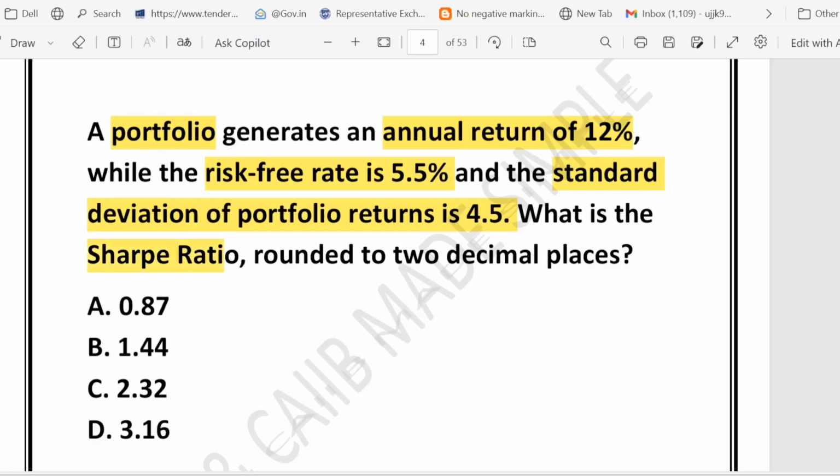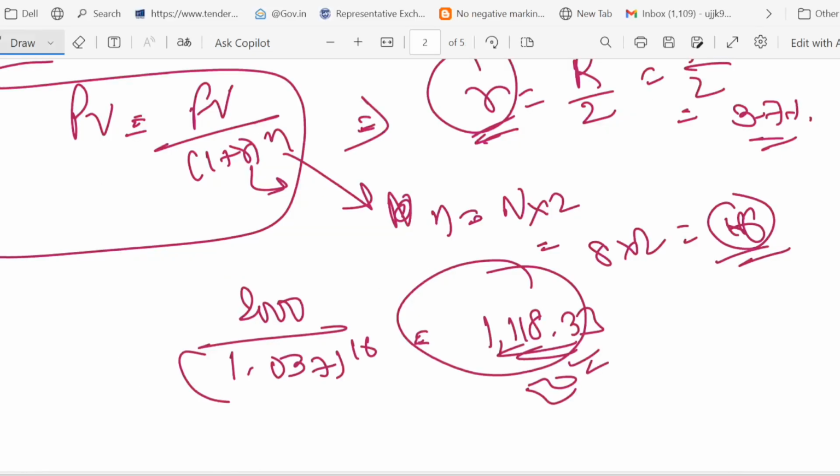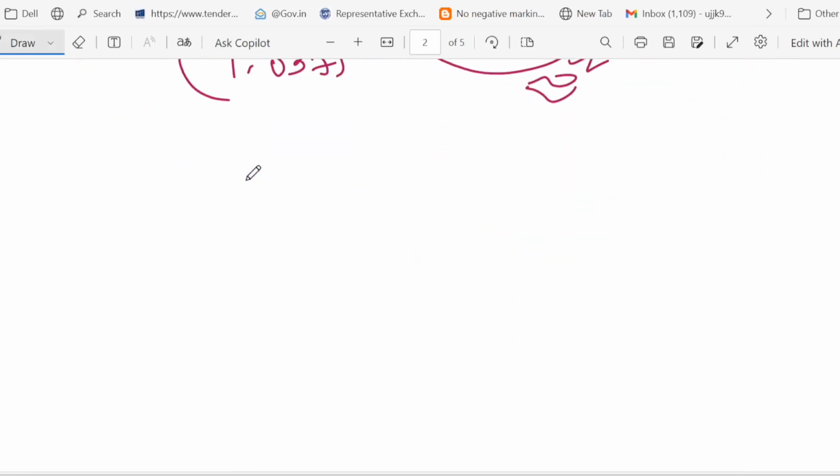Exactly this question appeared in the examination. You have been asked to compute the Sharpe ratio, right? Very good question it is. So let me explain how to go about calculating the Sharpe ratio. First of all, you must understand the meaning of this so-called term, Sharpe ratio. Let me explain it here. Let's understand the meaning of this term.